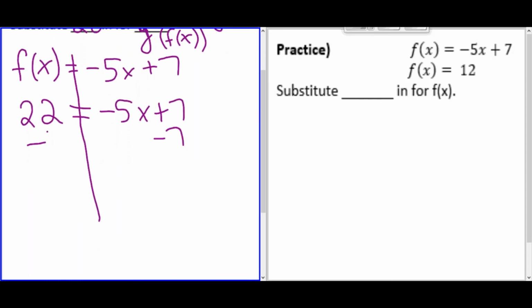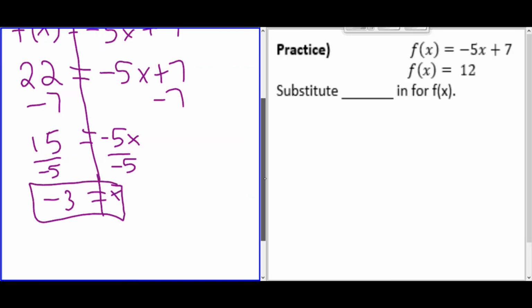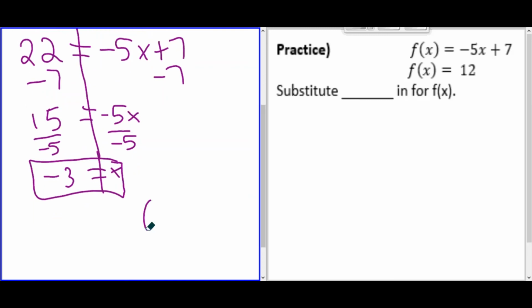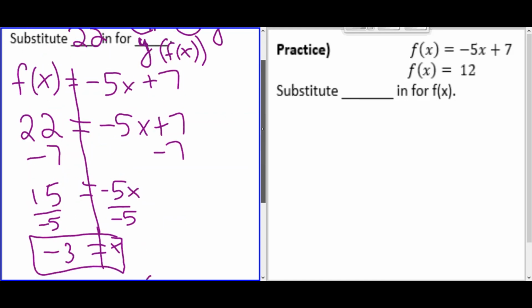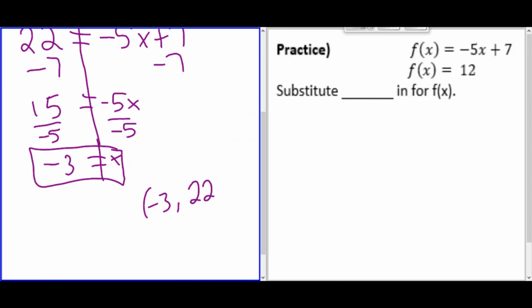So we're going to solve this. We're going to subtract 7. So let's get 15 equals -5x. Divide both sides by -5. So this is -3 equals x. So my answer is the ordered pair x is -3. And my y value, we said, was 22. So this is going to be 22.